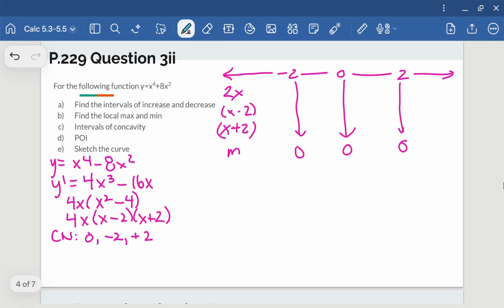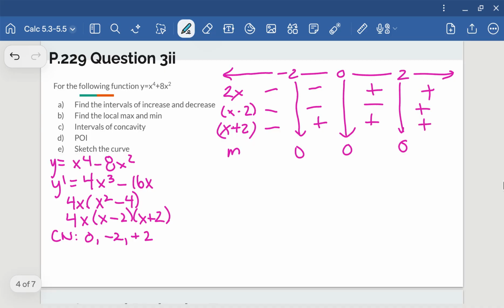So now filling this in, if I have any number less than 0, my 2x factor would be negative. Anything greater than 0, my 2x factor would be positive. For x minus 2, I'm negative till I pass 2. And for x plus 2, I am negative till I pass negative 2.